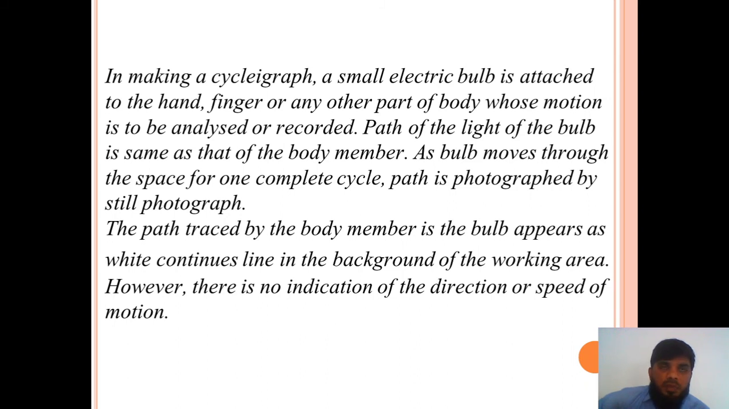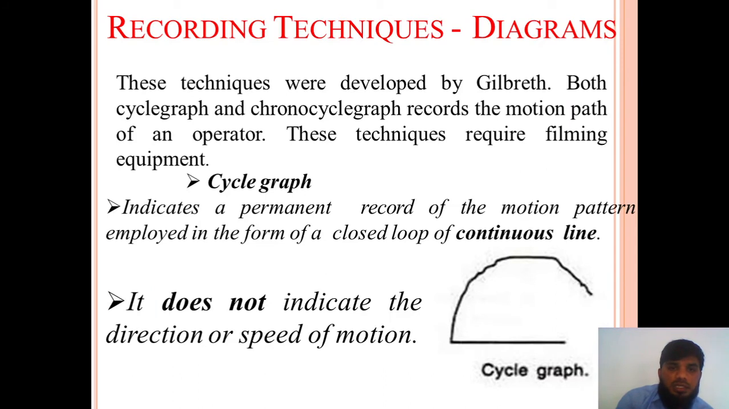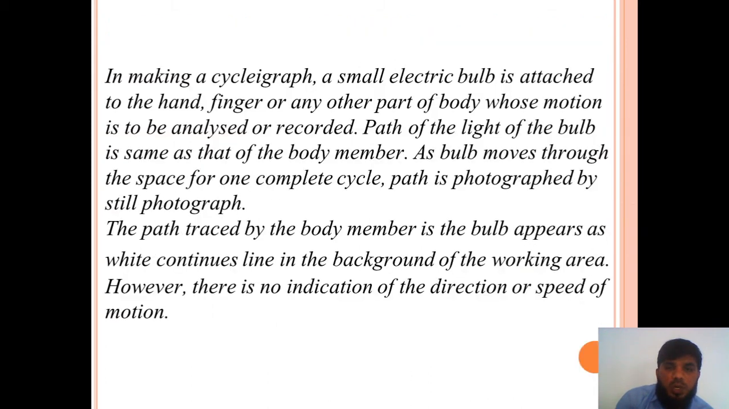The main problem in this is that you cannot see from which position to which position. The direction cannot be understood. The only thing we can understand is that the person is moving from here to here or here to here. Both will be shown as a white, continuous line because of the bulb. You cannot understand whether he is going from machine 1 to machine 2 or machine 2 to machine 1. That is the drawback. So it does not indicate the direction and speed of the motion. If the operation is continuous, it will show as a closed loop.